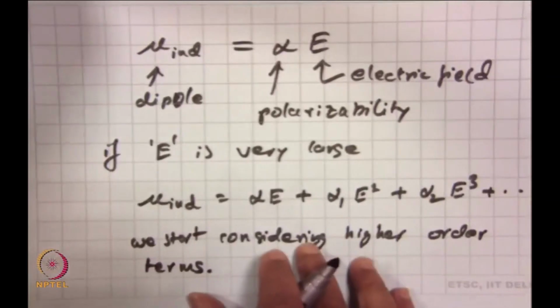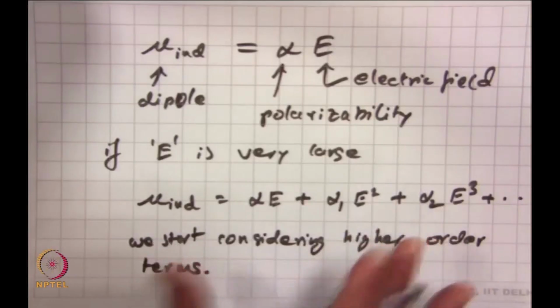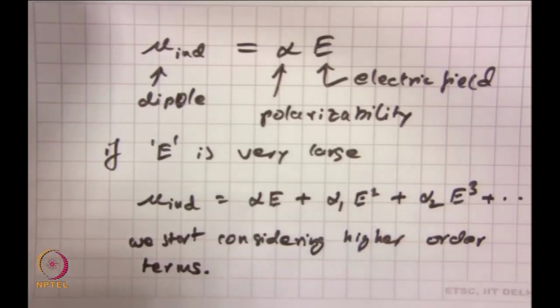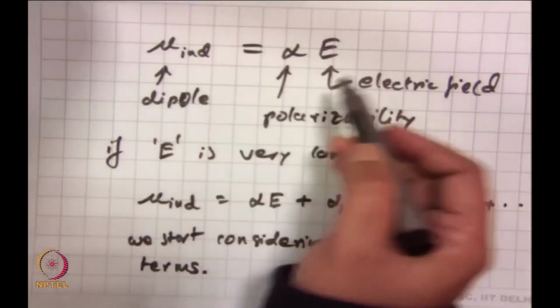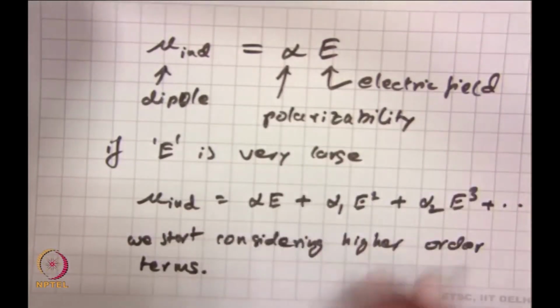Now, this is something which you have to keep in mind. We will not be discussing that much in this class, but this is very important, especially when people are talking about, I don't know whether you have heard of nonlinear optics, where nonlinear means, see, this mu induced is equal to alpha times E, it is a linear equation. The moment you go to this, it becomes a nonlinear equation, because of the higher order terms. And nonlinear optics and nonlinear polarizability have a very huge role in the present day.